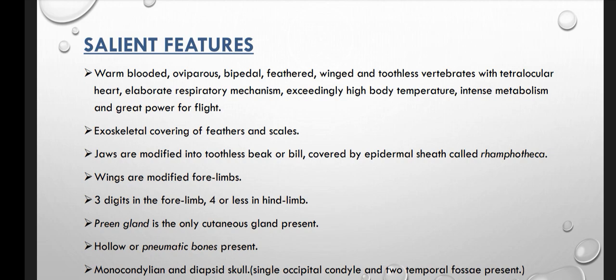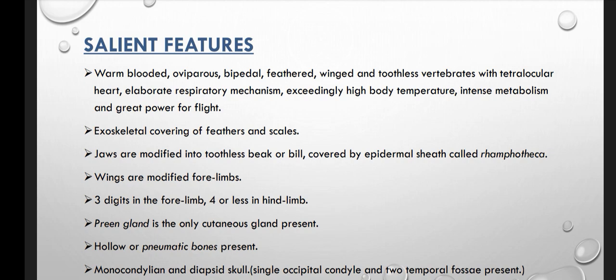They are warm-blooded, oviparous, bipedal, feathered, winged and toothless vertebrates with a tetralocular heart, elaborate respiratory mechanism, exceedingly high body temperature, intense metabolism, and great power for flight. They have an exoskeletal covering of feathers and scales. Jaws are modified into a toothless beak or bill covered by an epidermal sheath called rhamphotheca.